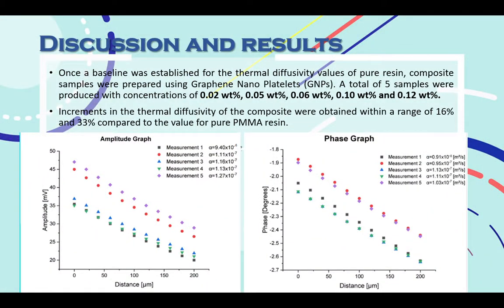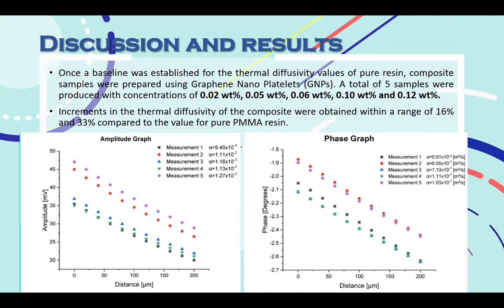Once a baseline was established for the thermal diffusivity values of pure resin, composite samples were prepared using graphene nanoplatelets, or GNPs. A total of 5 samples were produced with concentrations of 0.02, 0.05, 0.06, 0.10, and 0.12 weight percentage. Increments in the thermal diffusivity of the composite were obtained within a range of 16% and 33% compared to the value for pure PMMA resin, which was used in this experiment.